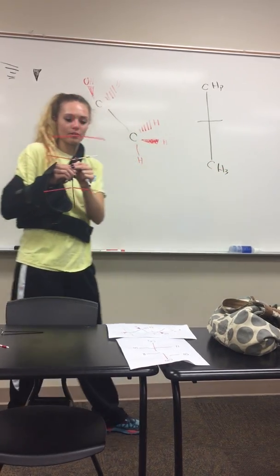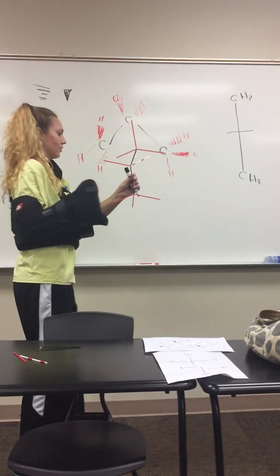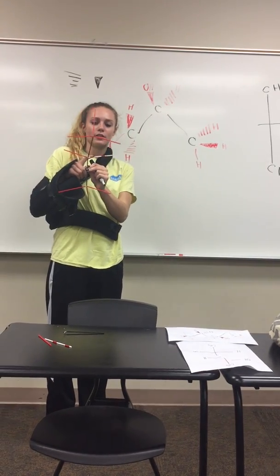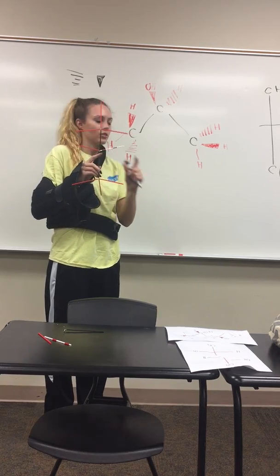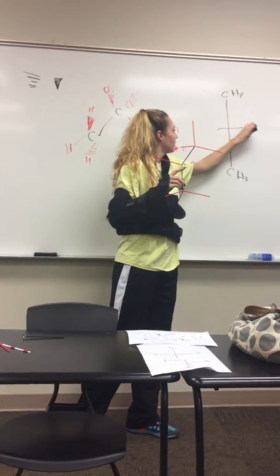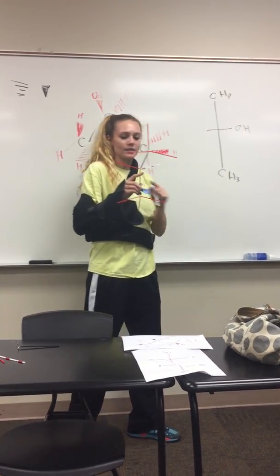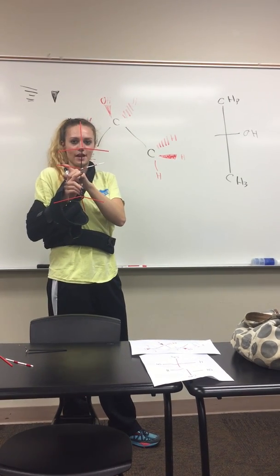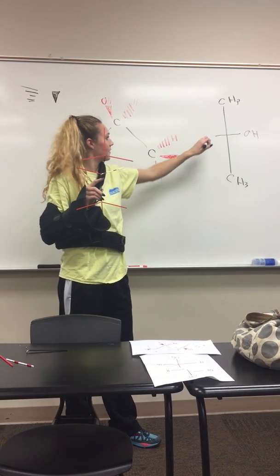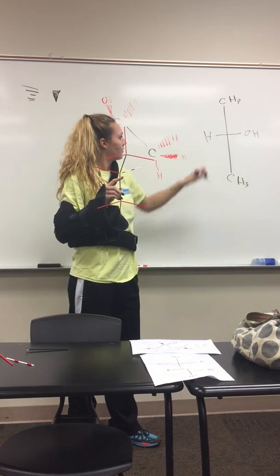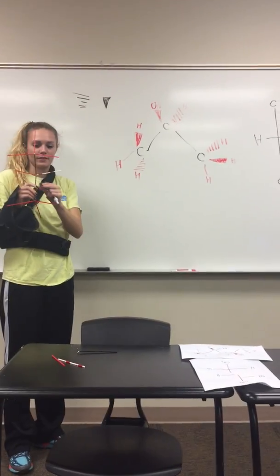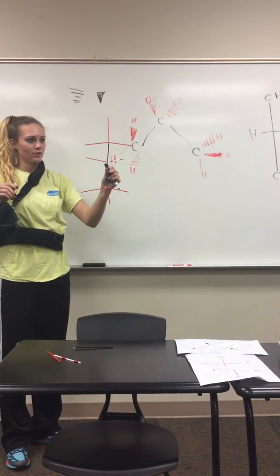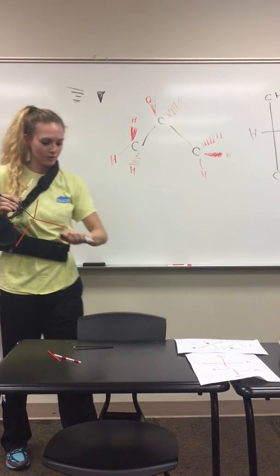And here's the tricky part. This OH is on your right side, so we're going to draw this OH on the right side right here. And this hydrogen is on your left side, so we're going to draw this hydrogen on the left side. And that's what a Fischer projection looks like, and a dash wedge projection. So now let's do another one.